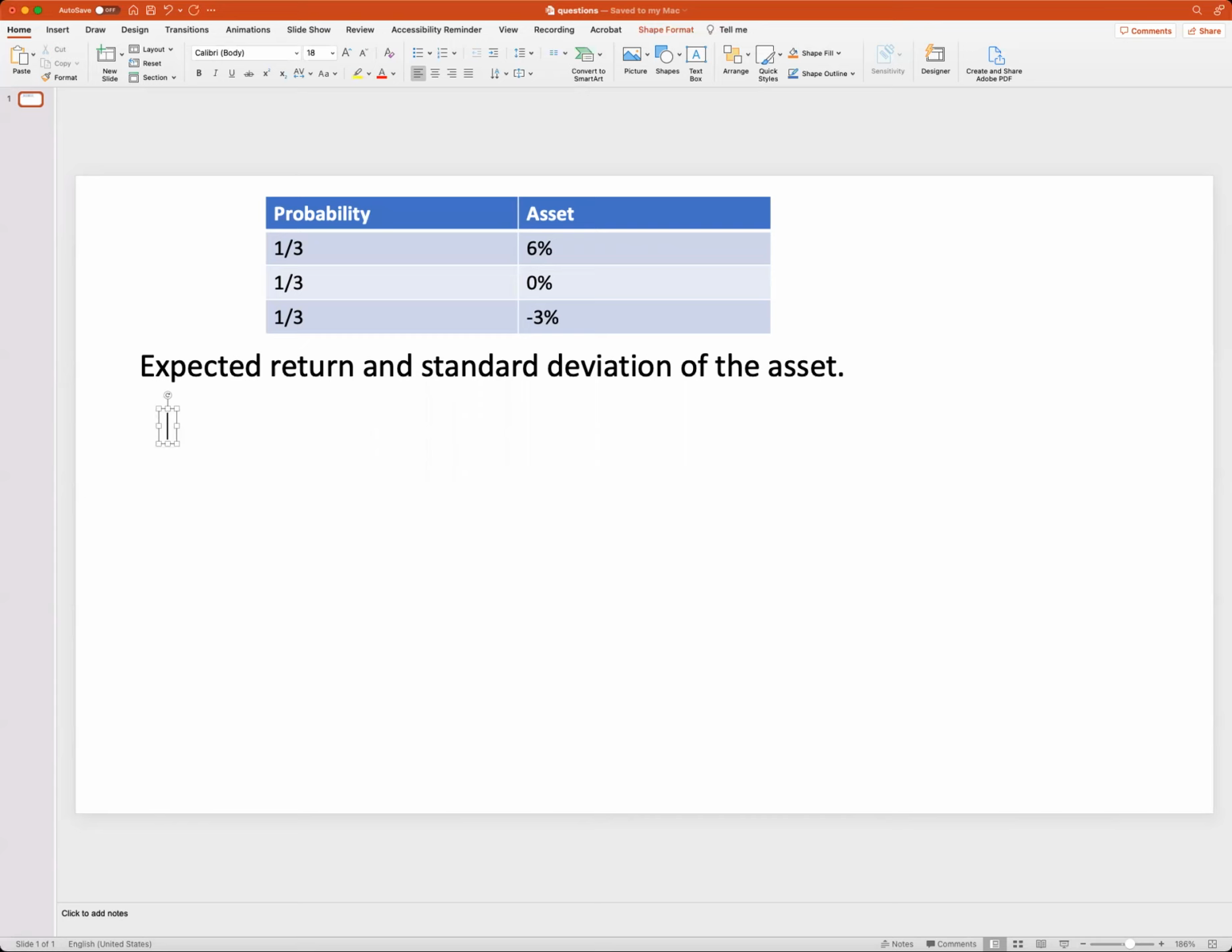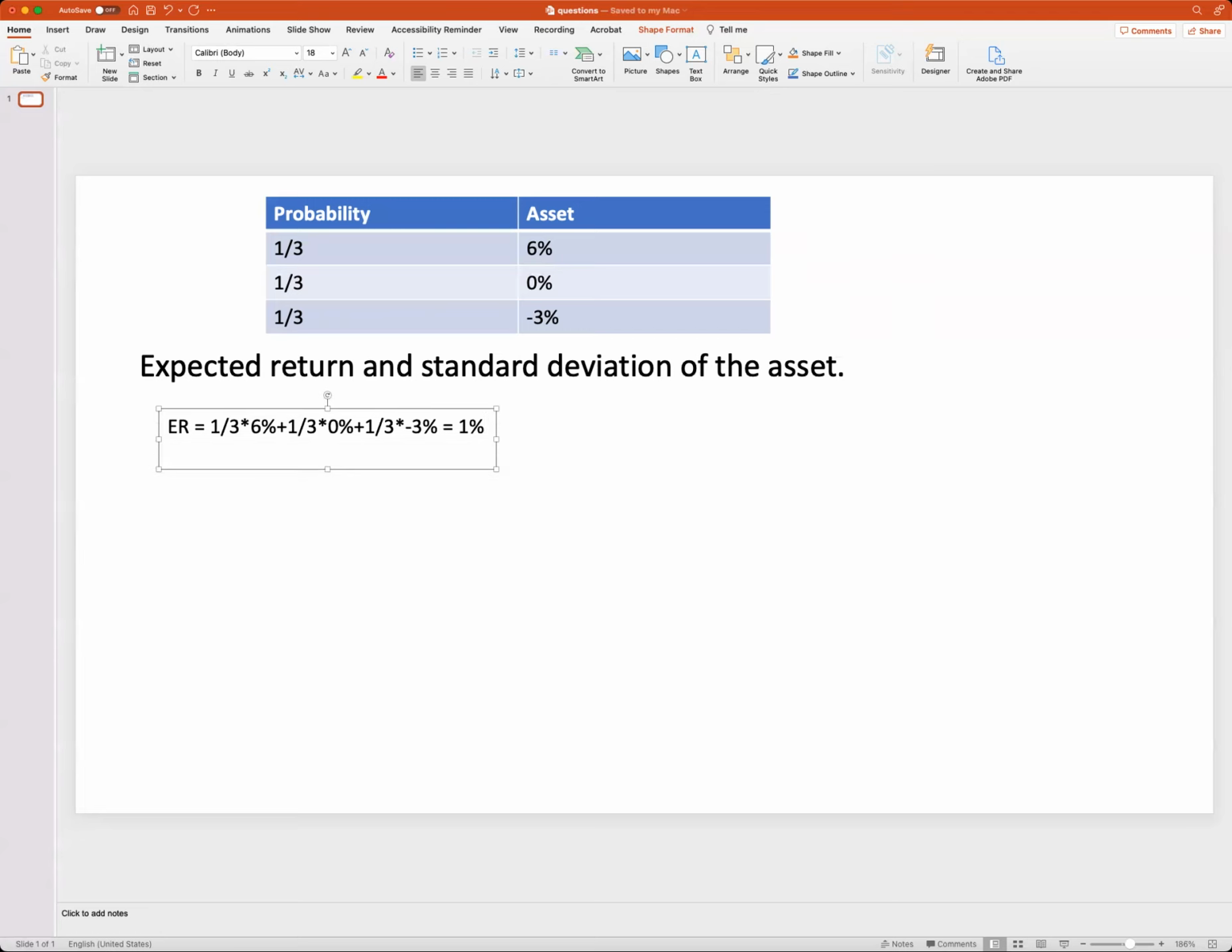To solve this question, start with the expected return. Expected return equals the probability weighted sum of asset returns in the different scenarios. So it's 1/3 times the first case, 6% return, plus a third times the second case, neutral return 0%, plus a third of a case where it has a bad return, that's -3%, and that gives you 1% return on average.